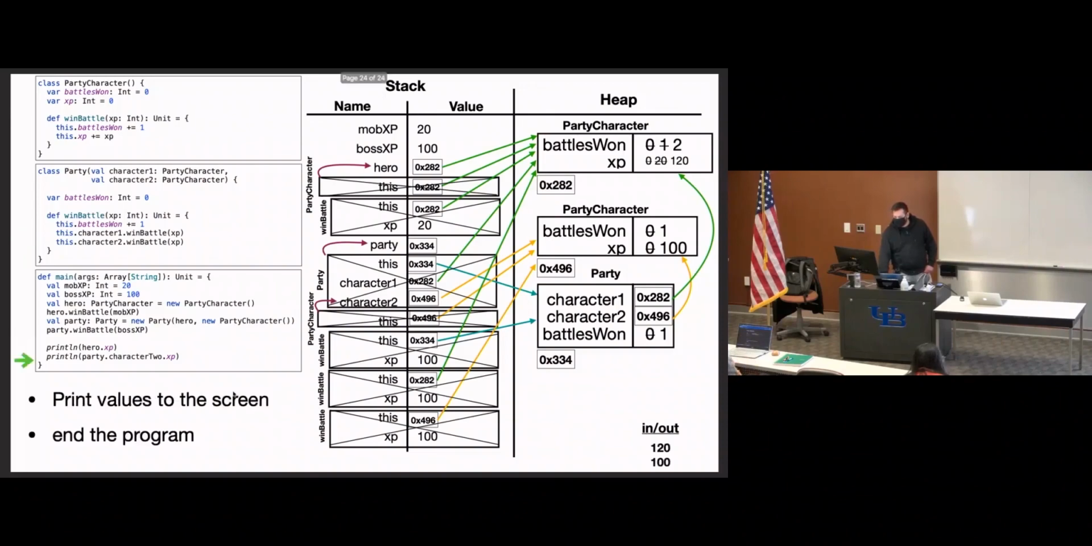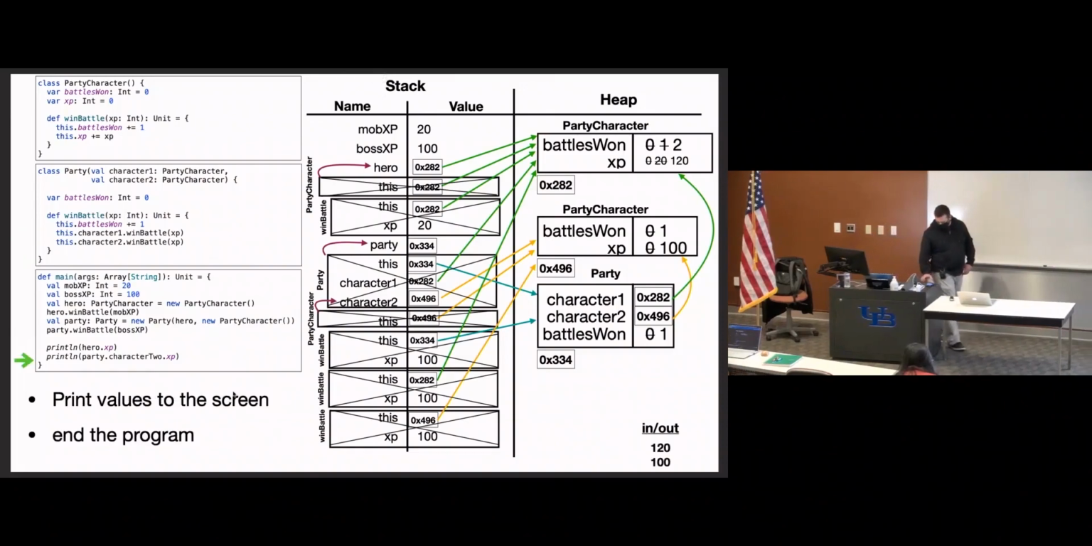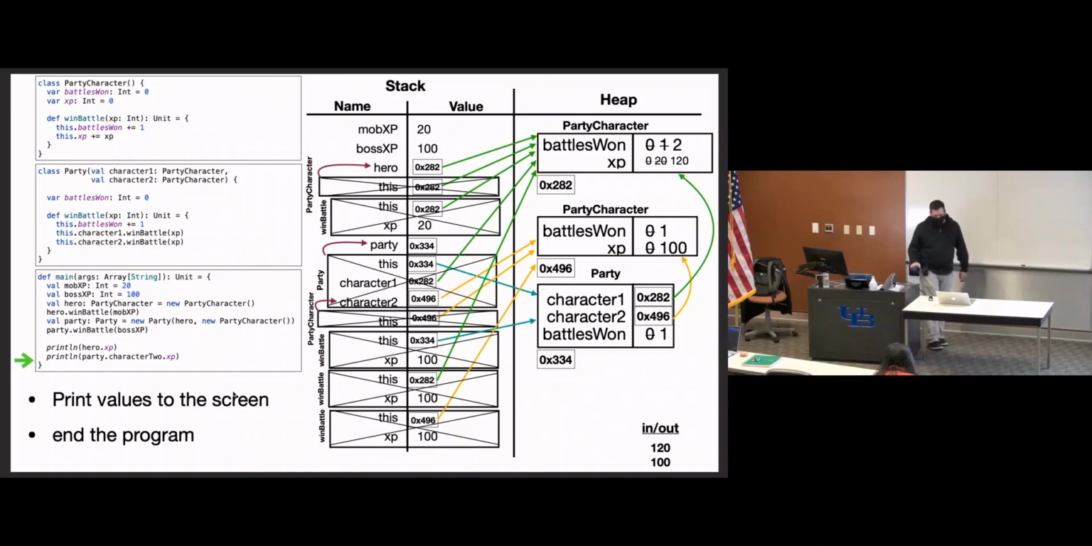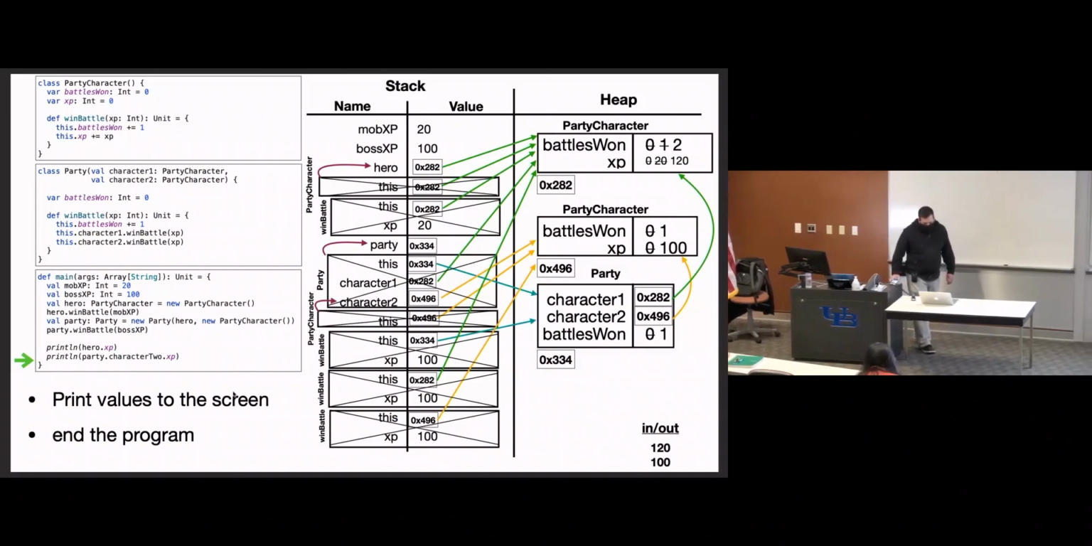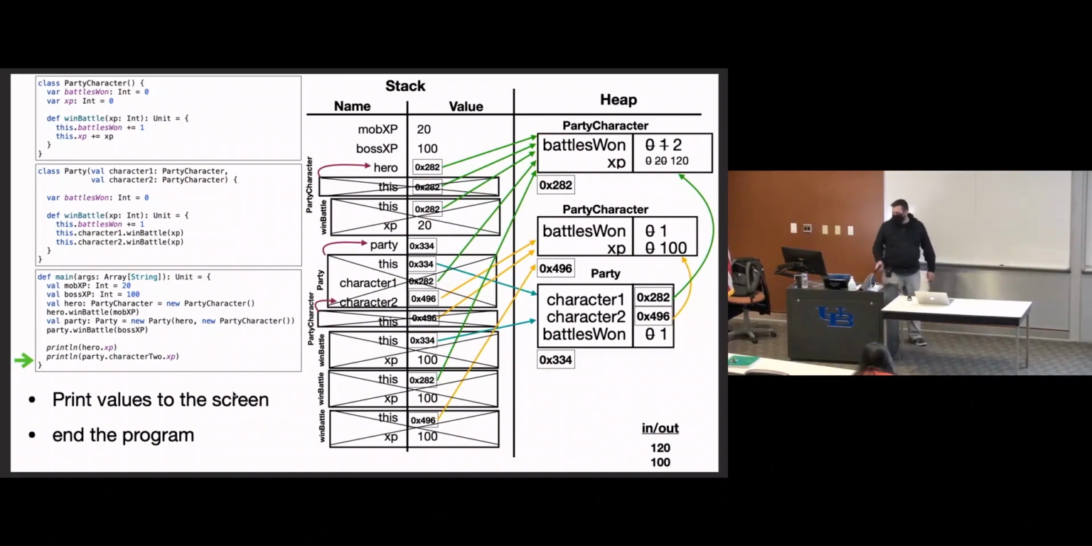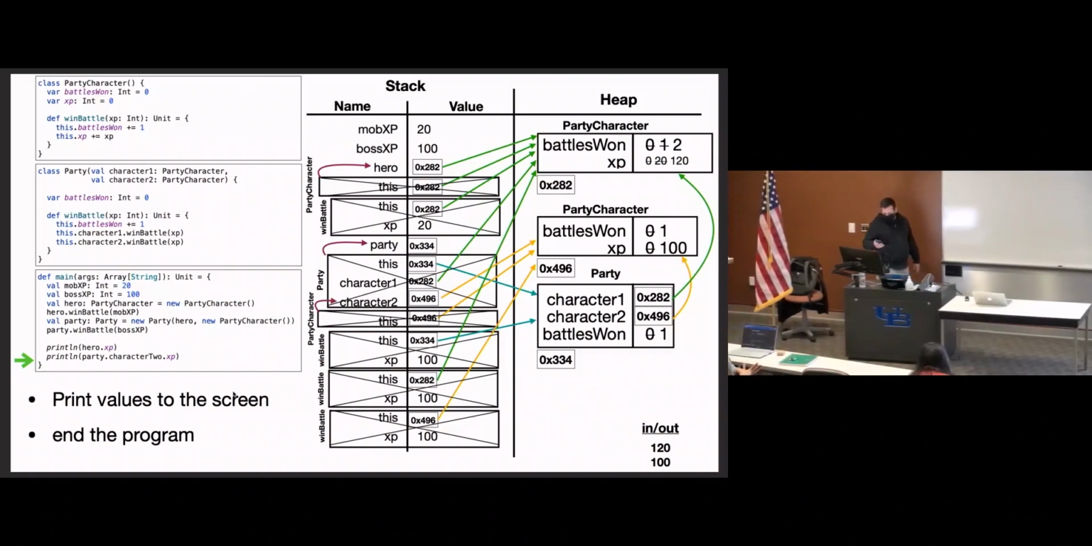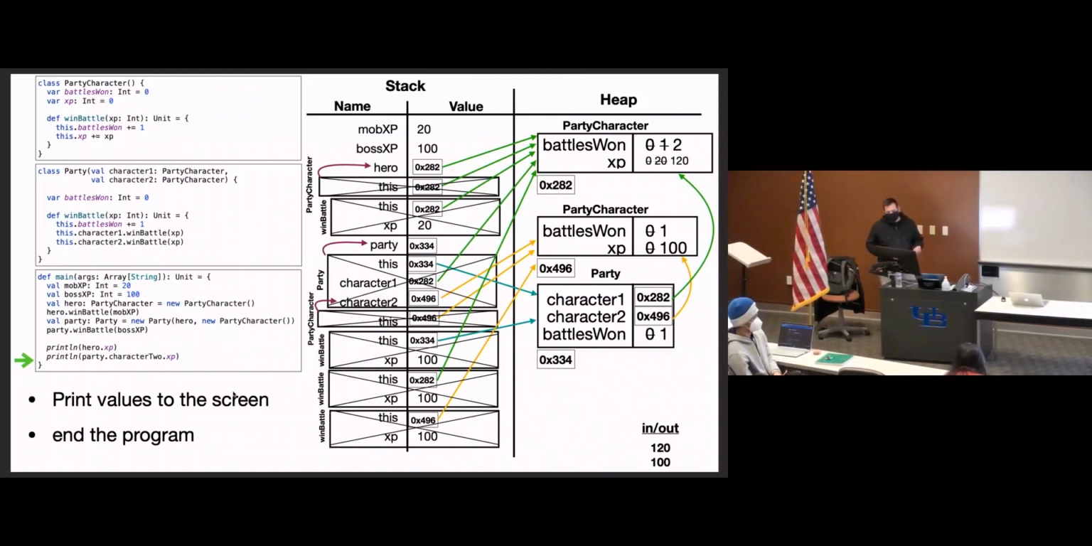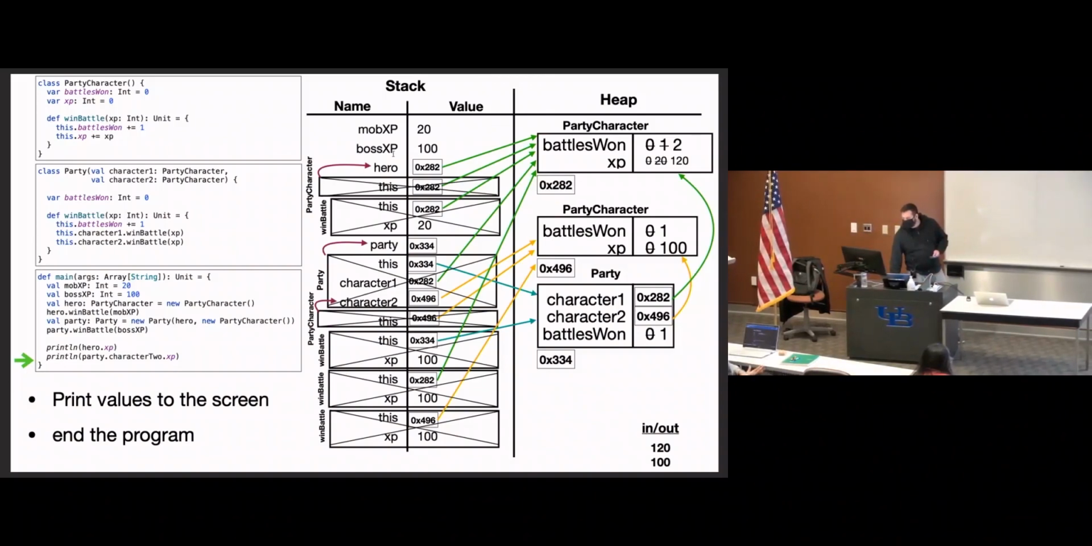And everything returns. We finally get to the end of the program, the end of the stack frame where we're printing to the screen. We're going to print hero.xp. Hero.xp is 120. And then party.character2.xp, which is 100. So we'll follow those references.